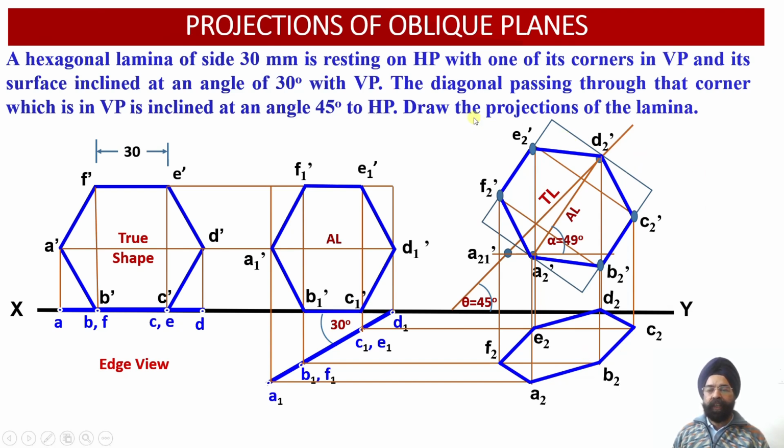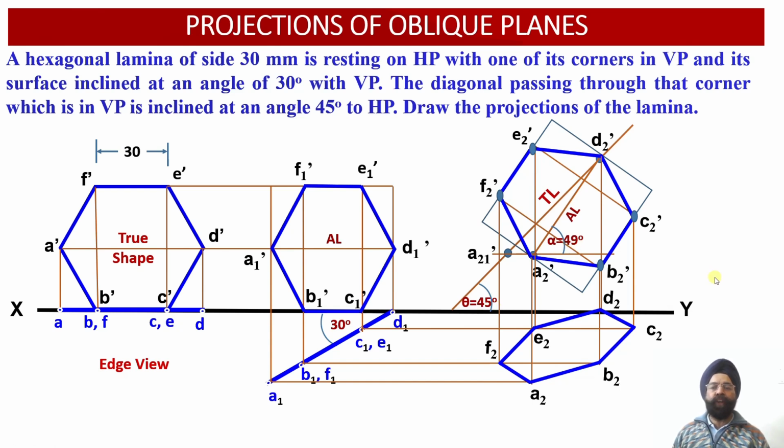So here we have got the front view projections of this oblique lamina over here. Here we have got the top view projections of this oblique lamina which have been drawn corresponding to the inclination of this lamina at an angle of 30 degree with respect to the vertical plane, and they have been drawn corresponding to the angle of inclination, that is angle alpha of 49 degree with respect to the horizontal plane.